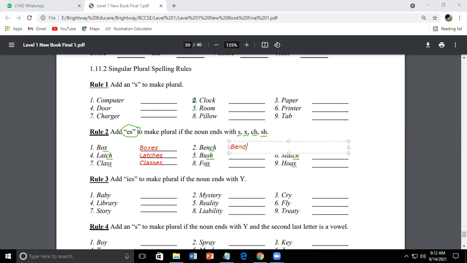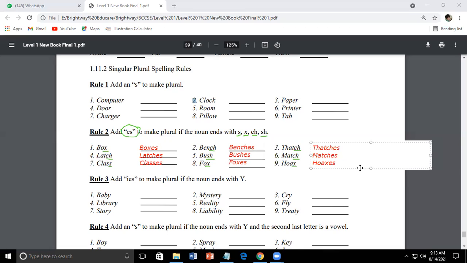I'll help you with this as well. Bench, benches, bush, bushes, fox, foxes. I'm sorry again that I'm not following the order. And this one is thatch, thatches, match, matches, and hoax, hoaxes.